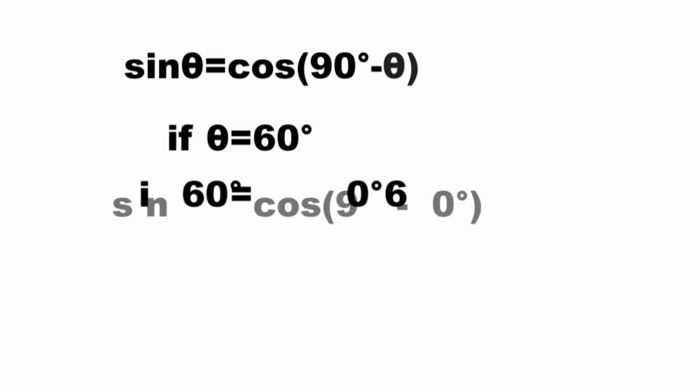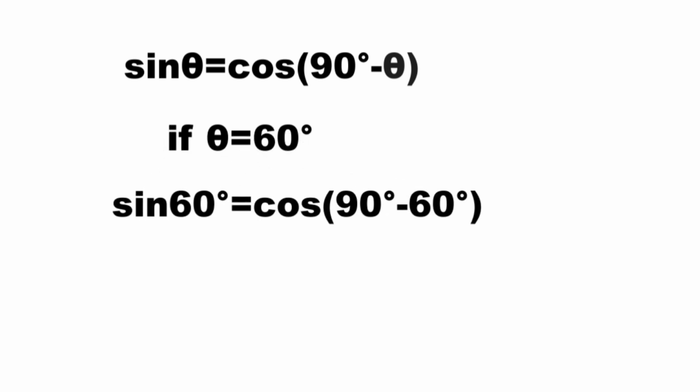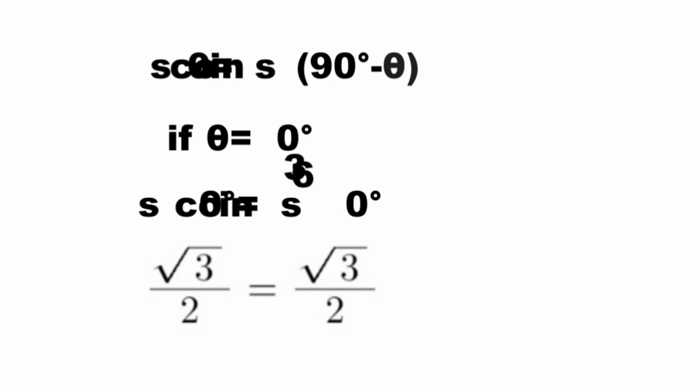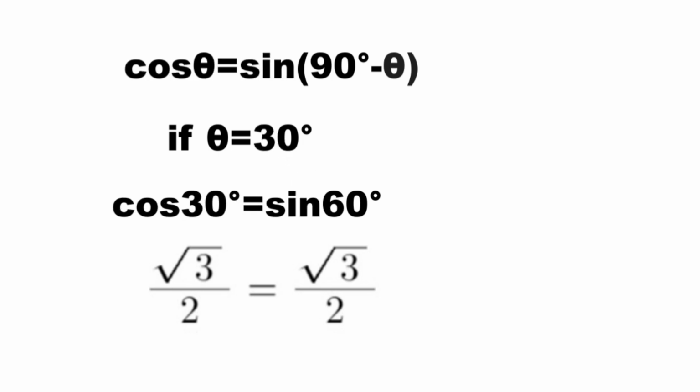Back to sine theta is equal to cosine of 90 degrees minus theta, and if theta is equal to 60 degrees, then sine 60 degrees is equal to cosine of 90 degrees minus 60 degrees. So sine 60 degrees is equal to cosine 30 degrees, both equal to square root of 3 over 2. Again we can interchange as cosine 30 degrees is equal to sine 60 degrees.